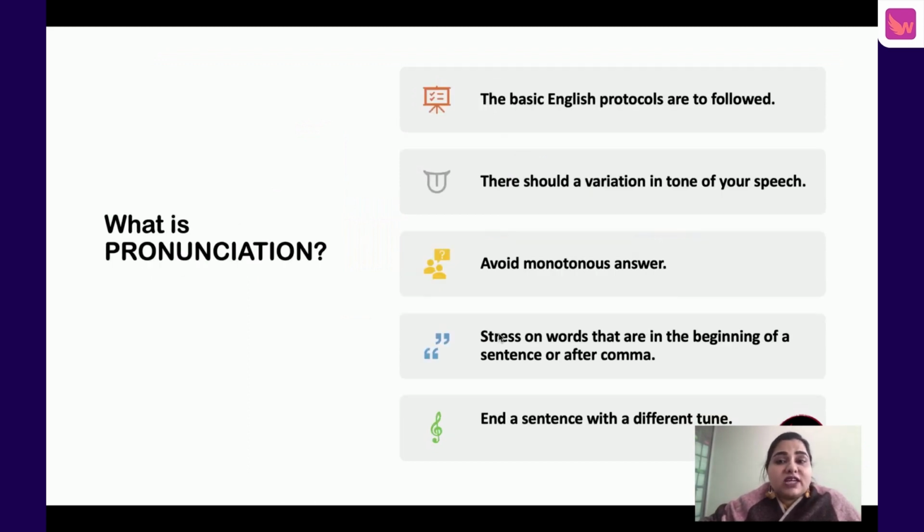So for pronunciation, you have to follow the basic English protocols. There should be a variation in tone of your speech, and you have to avoid monotonous answers. Stress on the words that are in the beginning of a sentence or after comma, and end a sentence with a different tune. So these are the things I said, all of them the way they should be.